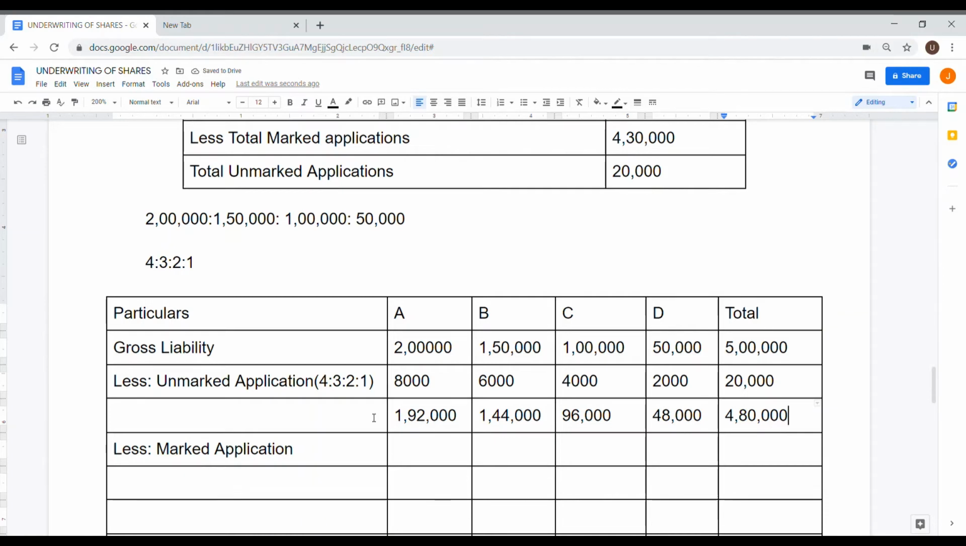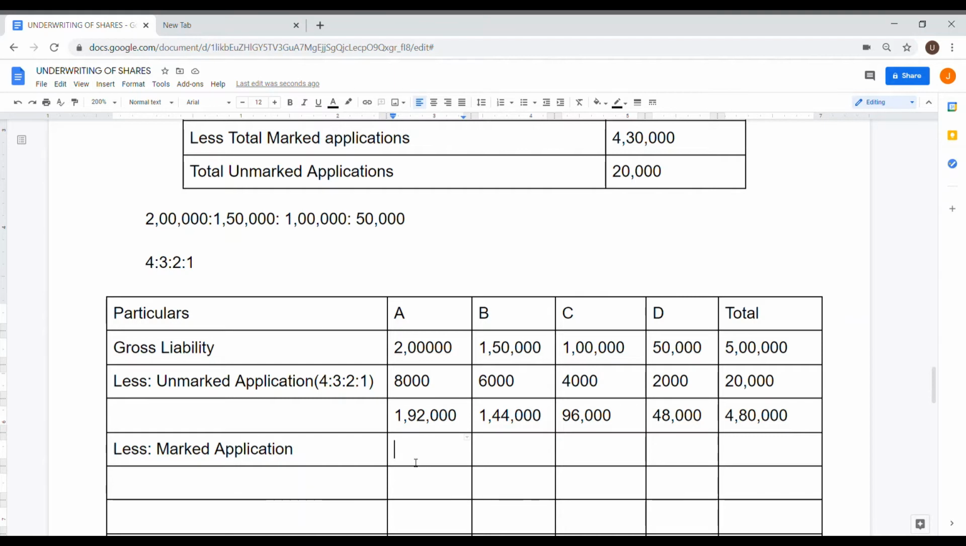So you got it right, how we calculated unmarked application. That is, first you have to find the ratio from gross liability, and then 2 lakh into 4 divided by 10. That is 4 plus 3 plus 2 plus 1 is 10. So 4 by 10. Then 1,50,000 into 3 divided by 10, you get 6,000. 1 lakh into 2 divided by 10, you get 4,000, and 50,000 into 1 divided by 10, you get 2,000. That's how we got unmarked application.